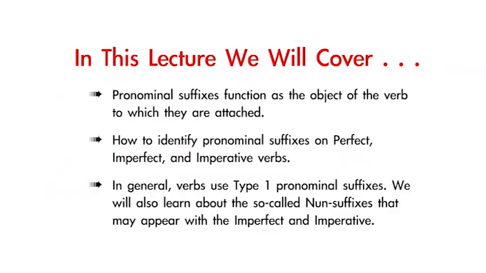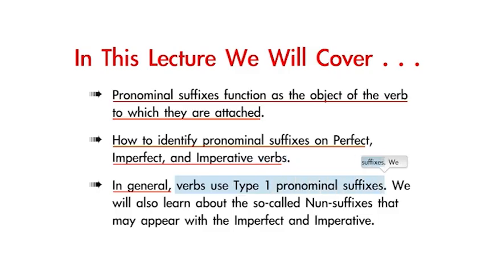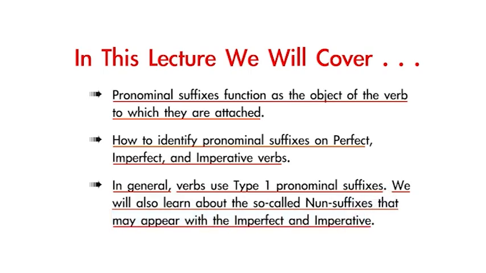Welcome to the lecture for Basics of Biblical Hebrew, Chapter 19, Pronominal Suffixes on Verbs. In this lecture, we will cover the fact that pronominal suffixes function as the object of the verb to which they are attached. We also cover how to identify pronominal suffixes on the perfect, imperfect, and imperative verbs. And in general, it's good to know that verbs use type 1 pronominal suffixes. We will also learn about the so-called nun suffixes that may appear with the imperfect and the imperative.